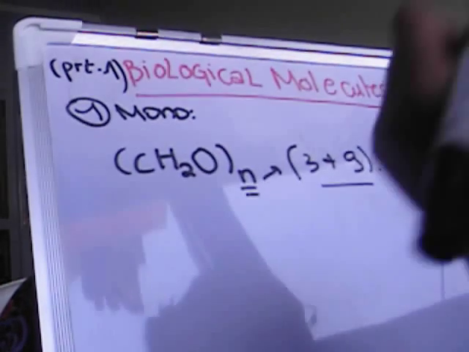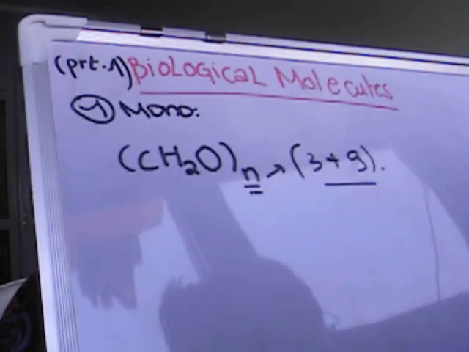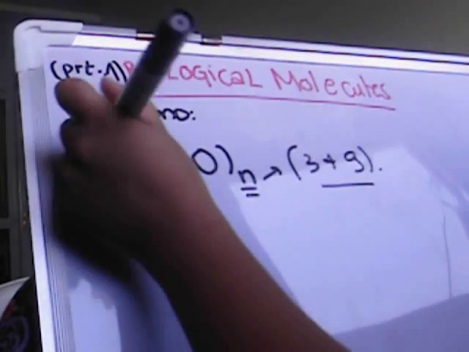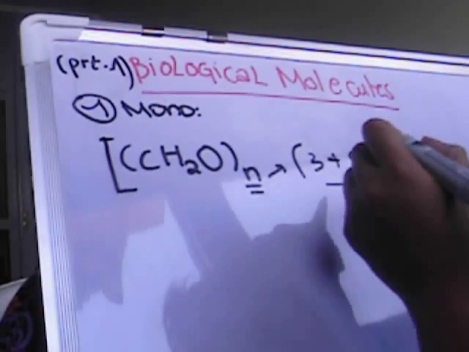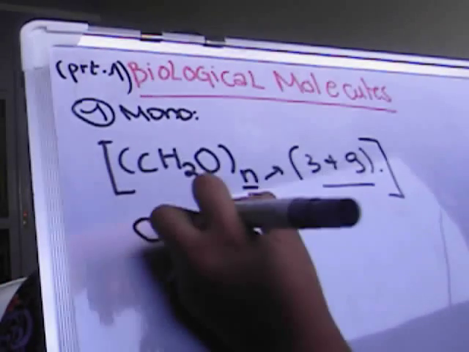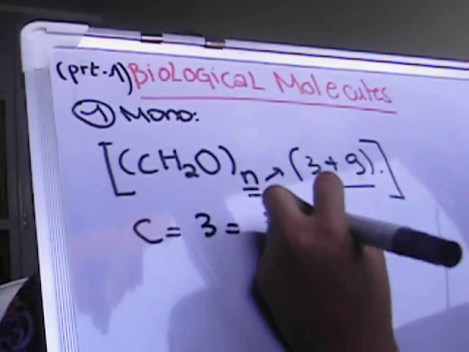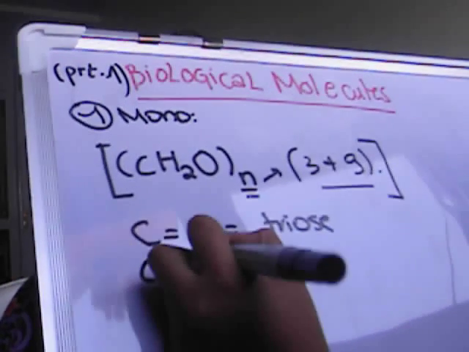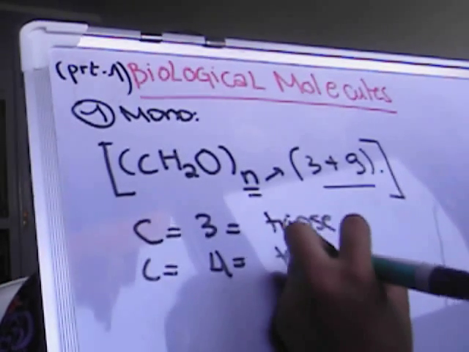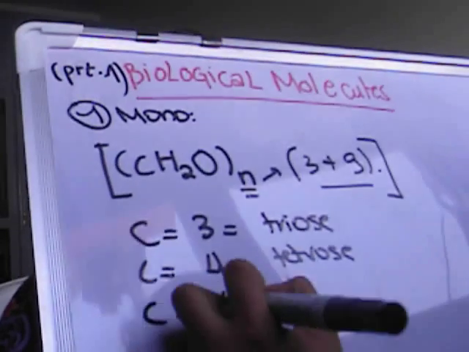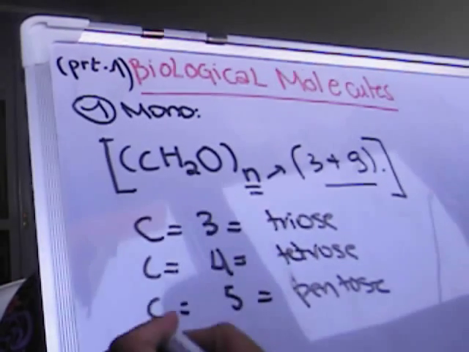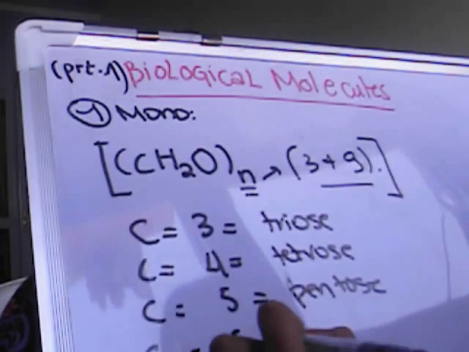Monosaccharides fall into 4 categories. C equals 3 is a triose. C equals 4 is a tetrose. C equals 5 is a pentose. And C equals 6 is a hexose.